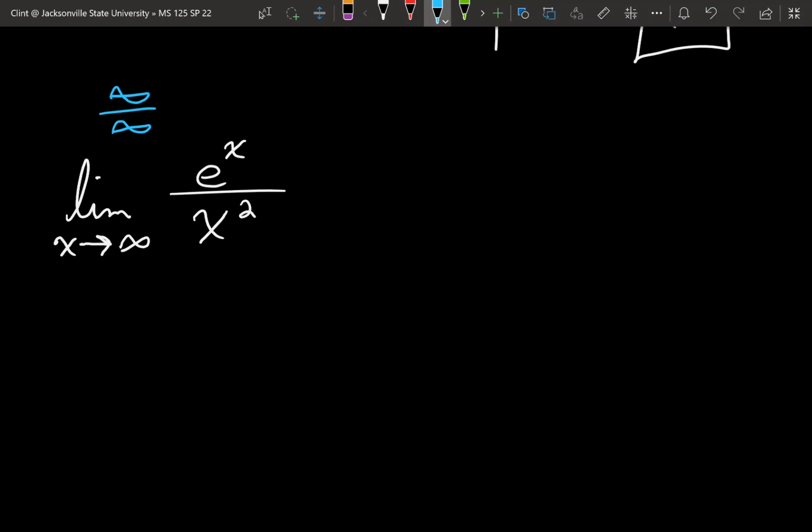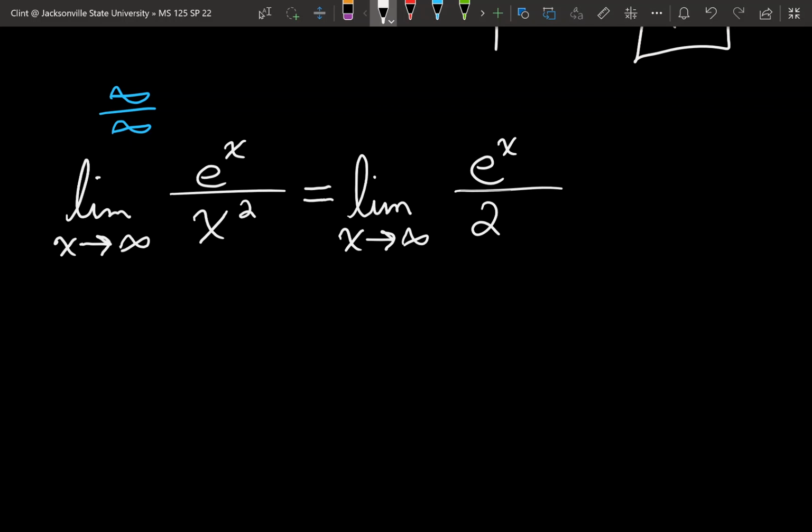So a different indeterminate form, but we do it the same way. L'Hopital's rule applies here. So L'Hopital's rule says that our original limit is the same thing as the limit of, take the derivative of the top, so the derivative is e to the x, okay. And on the bottom, the derivative of x squared, 2x.